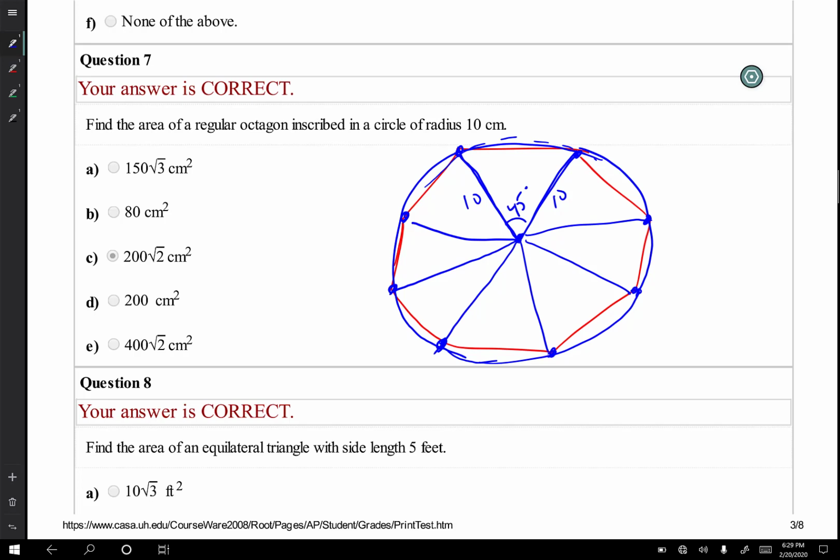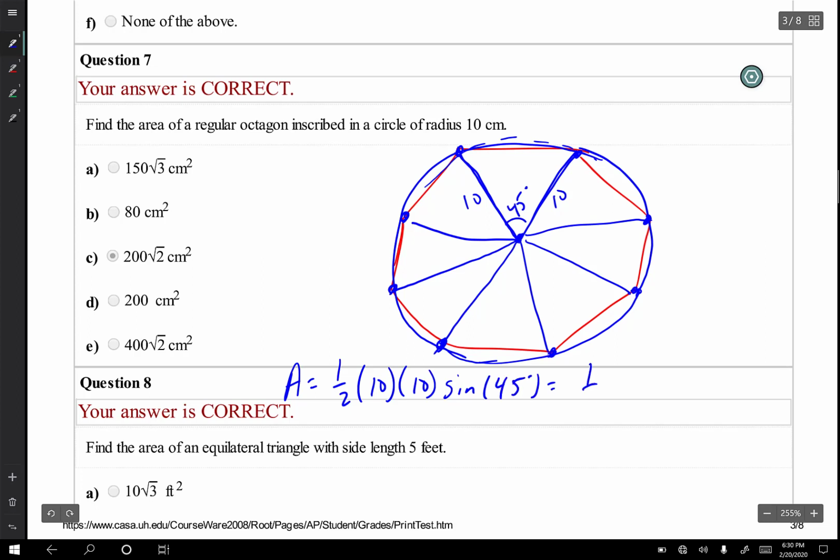I need this side, that side, and then these 2 sides join at this vertex, and that's a 45 degree angle. So I can find my area. 1/2 times 10 times 10, and then this is sine of 45 degrees. So 1/2, and then 10 times 10 is 100. And I guess you can already put 50 if you want. And then sine 45 degrees is just square root of 2 over 2. The unit circle is not going away, guys, so might as well just know it.